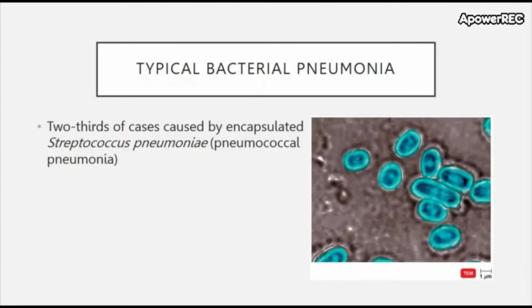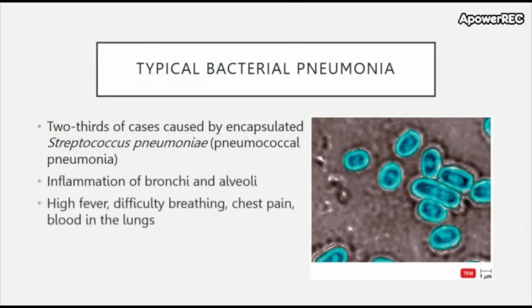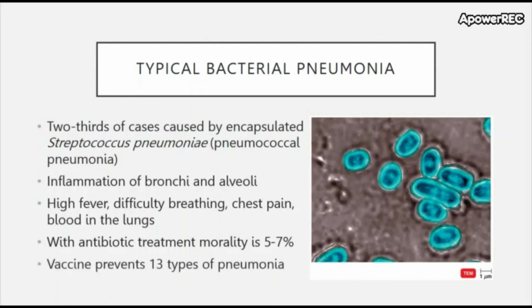Okay, now let's talk about typical bacterial pneumonia. 2/3 of cases are by encapsulated Streptococcus pneumoniae or pneumococcal pneumonia. It includes inflammation of the bronchi and alveoli, resulting in high fever, difficulty breathing, chest pain, blood in the lungs, and with antibiotic treatment, mortality is 5 to 7%. There's a bit of a typo there. Mortality is 5 to 7%. Vaccine prevents up to 13 types of pneumonia.